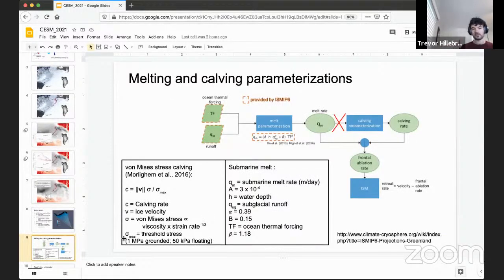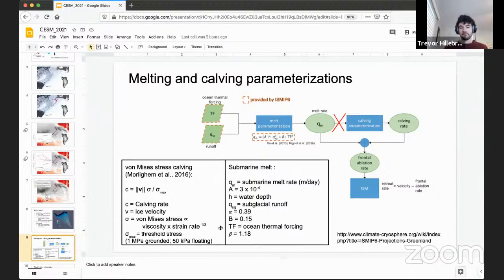To parameterize calving and melt at the margin, we're using these two common parameterizations. So for calving, we use the von Mises stress calving law, which defines a calving rate that is some fraction of the ice velocity determined by the von Mises stress at the terminus, and some threshold stress usually taken to be 1 megapascal. Most studies just remove floating ice. We've set a low calving threshold for floating ice of 50 kilopascals.